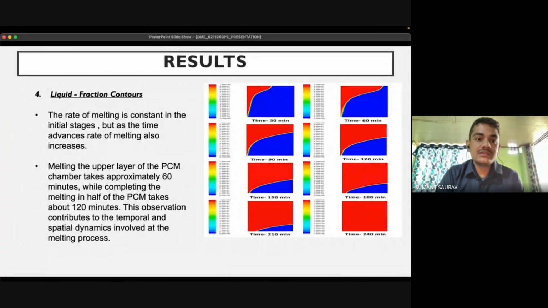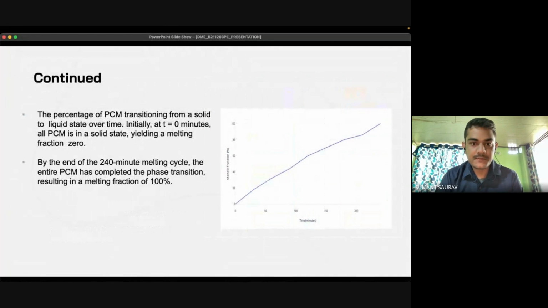Our last result is liquid fraction contours. The rate of melting is constant in the initial stages, but as time advances, the rate of melting also increases. Melting of the upper layer of PCM chambers takes approximately 60 minutes, while completing the melting in half of the PCM takes about 120 minutes. This observation contributes to the temporal and spatial dynamics involved in the melting process.